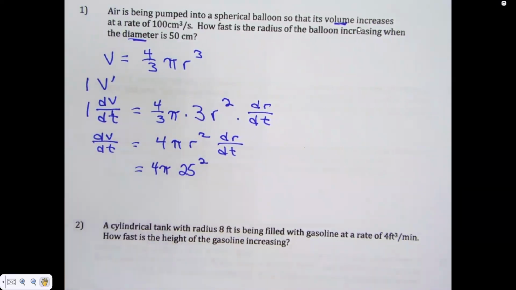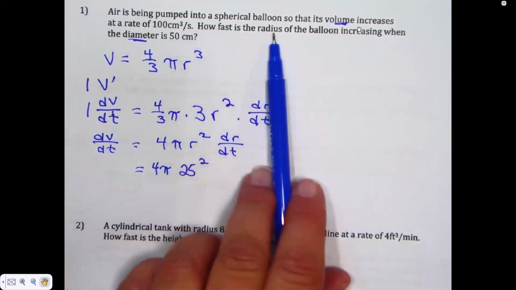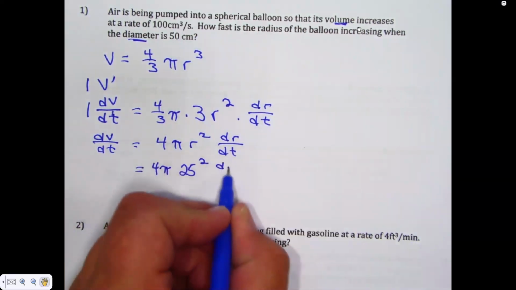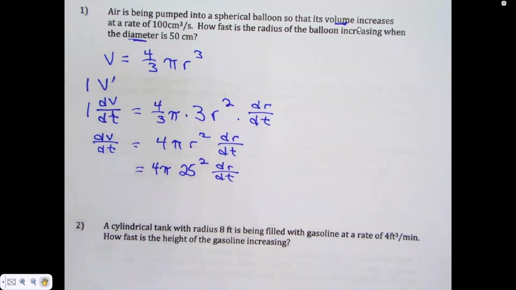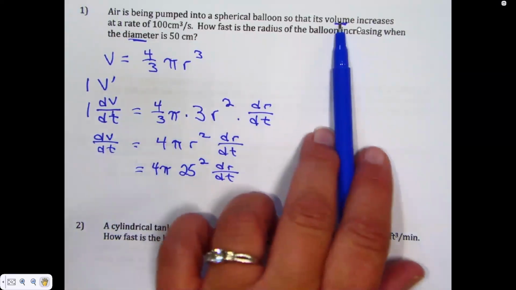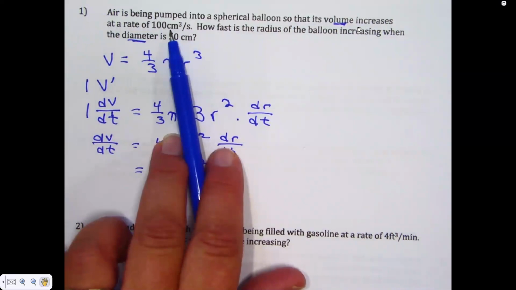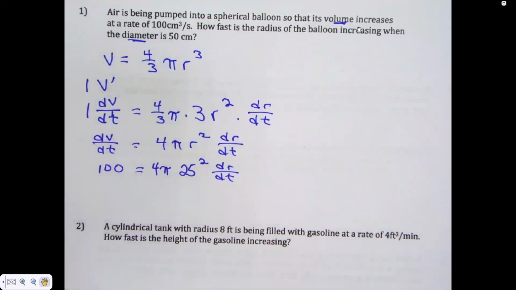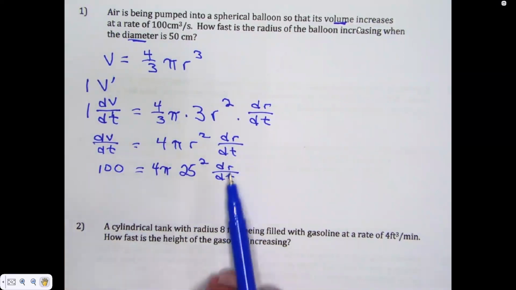And then what else do we know? We have 2 variables. We have to leave 1 of the variables because that's what we have to find. How fast is the radius? So that means we're looking for dr dt, the rate of the radius. So they better tell me something. Do they tell me something about the rate of the volume? The volume increases at a rate of 100. Now we just got to solve that for dr dt.